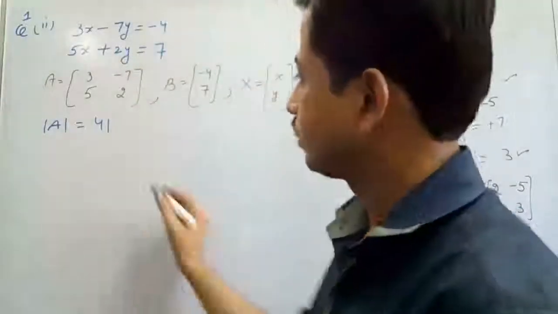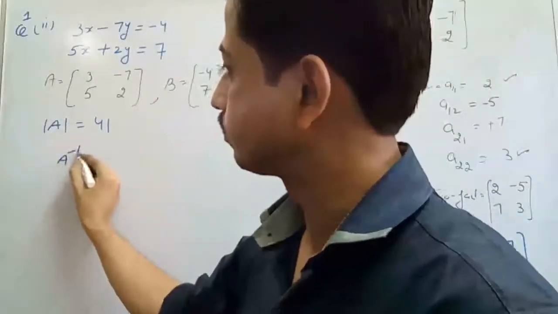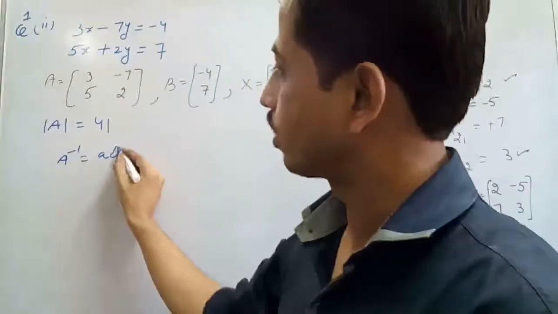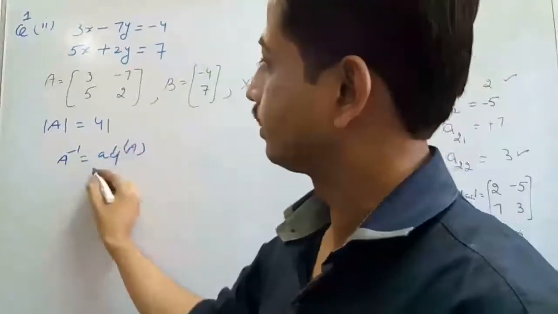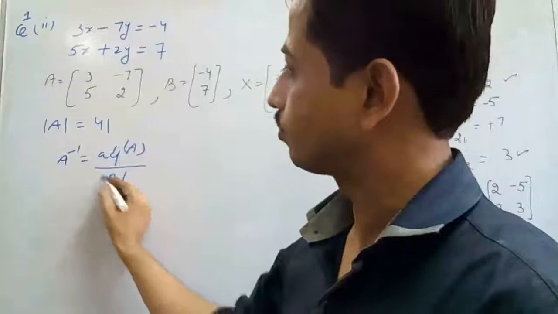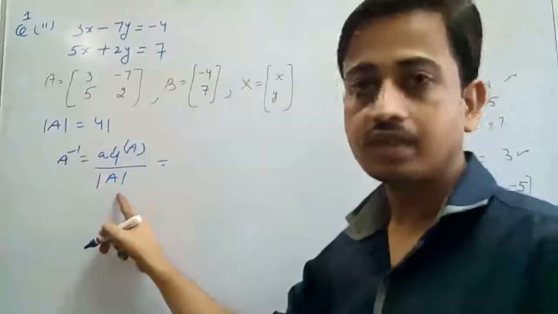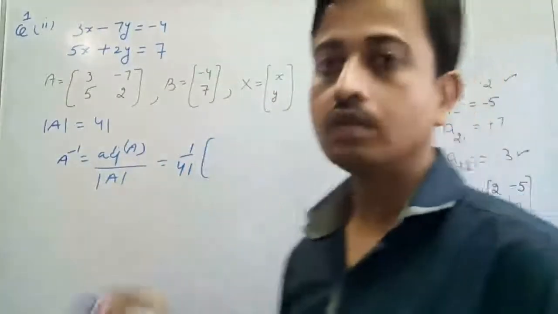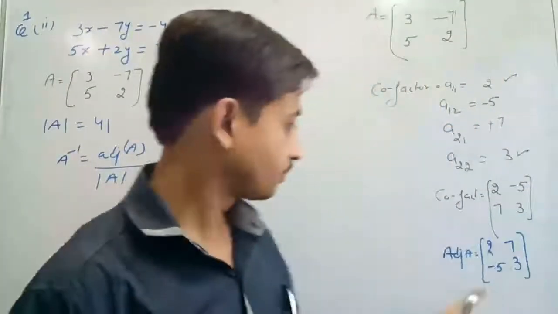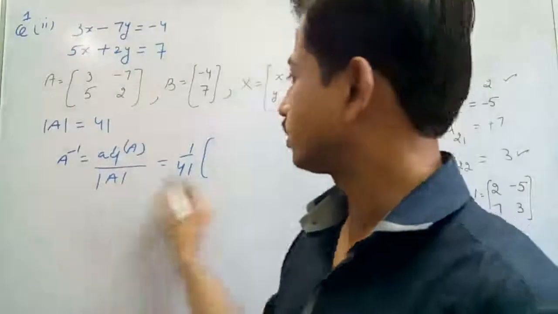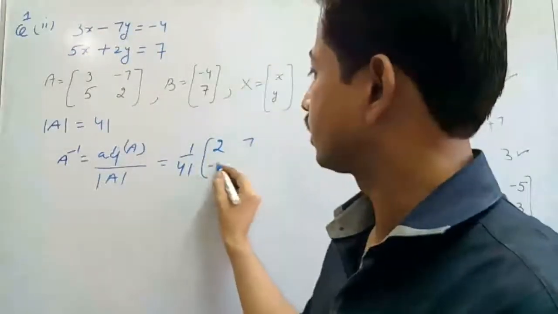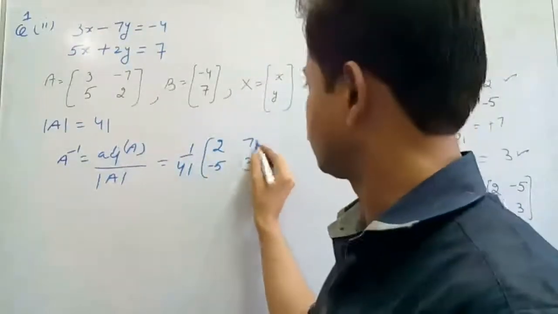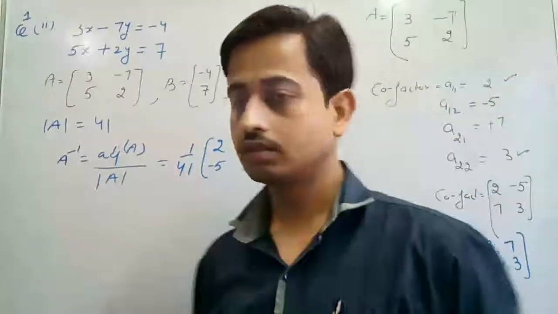Now find A inverse. What is A inverse? Adjoint of A divided by determinant of A. So what is the determinant? It is 41. So I am going to write 1 by 41. And what is the adjoint? 2, 7 and minus 5, 3. This is our A inverse.